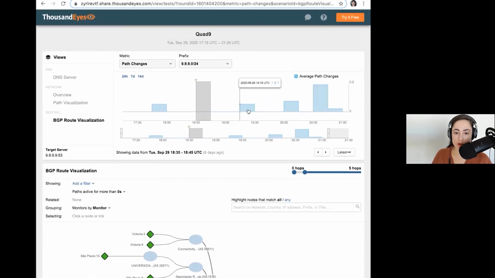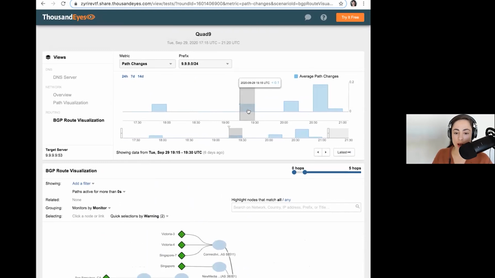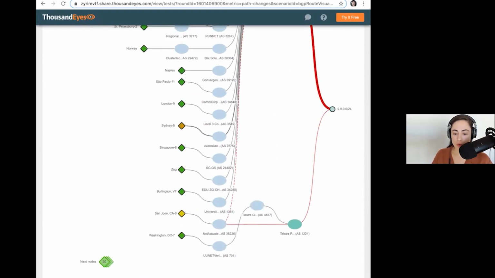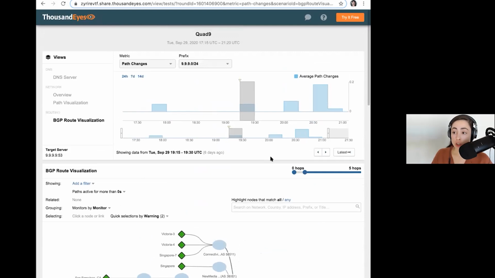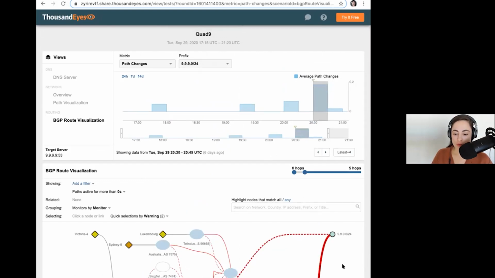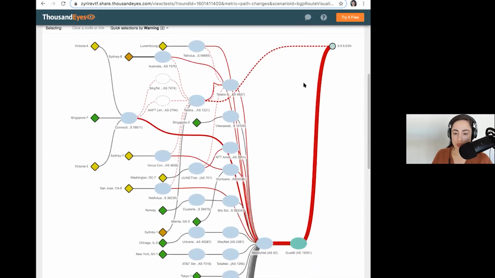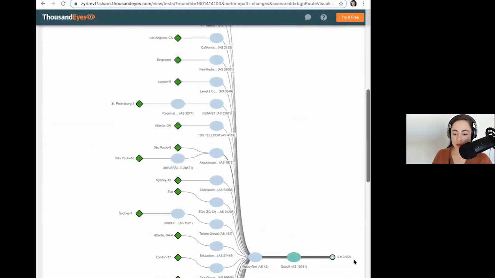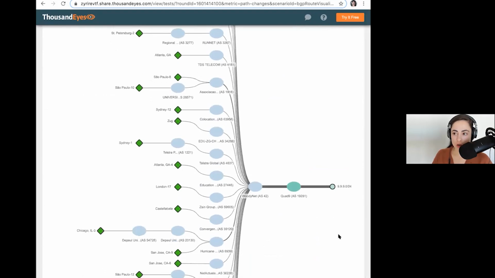And we can see here that throughout this incident, there were periods in which the announcements were kind of changing and fluctuating. But then after, we can see here, Telstra is finally revoking the illegitimate route. And then later on, we can see that everything has been restored. And now we just have Quad9 as the origin, which is as it should be.